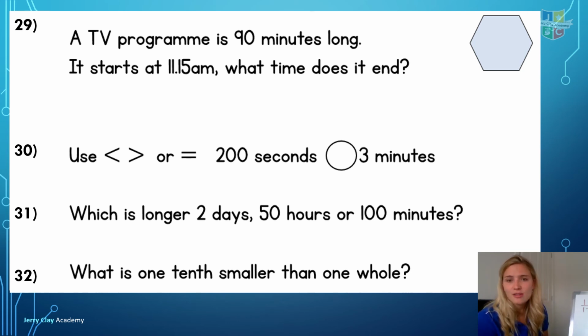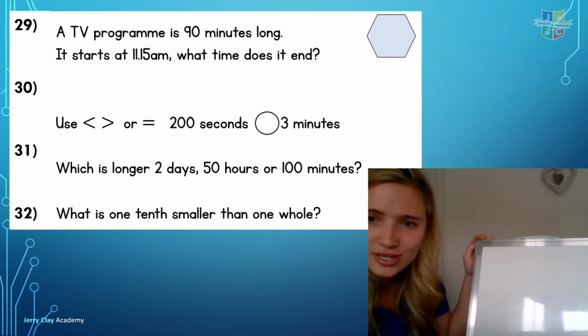So again, convert them all so that you can work it out. Then what is 1/10 smaller than 1 whole? So think about what the whole would be. If you take off a 1/10, what would it be? Press play as soon as you've done that, and we'll see if you've got the answers correct.